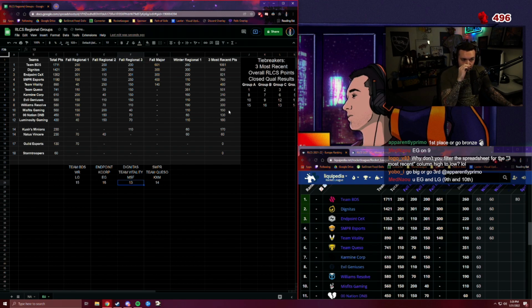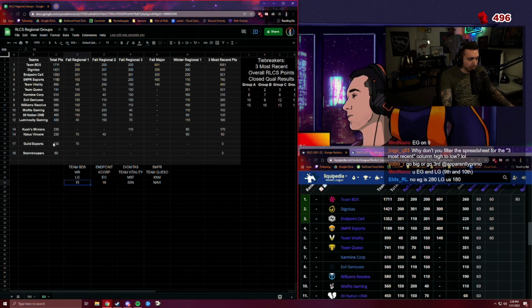We then go to 13, which is 130. So 00 Nation. 14. Who's the next highest? Navi. 15. So these two are tied. So they both have 0 points. We then go to overall RLCS points. Guild is actually higher. And then it's Stormtroopers.